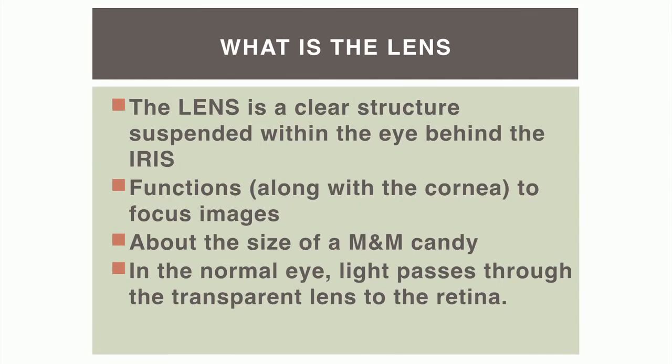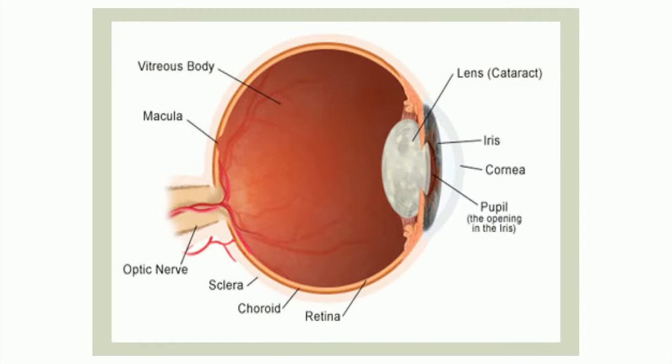So the lens of the eye is a clear structure suspended within the eye behind the iris, and it functions along with the cornea again to focus images. It's about the size of an M&M candy. In the normal eye, light passes through it, and it's transparent and gets focused to the back of your eye.